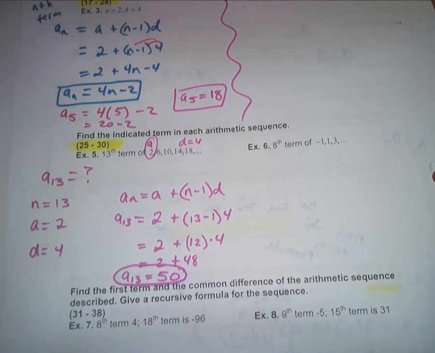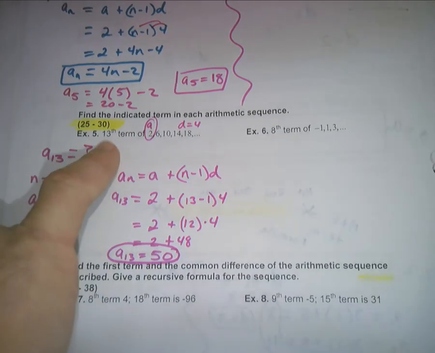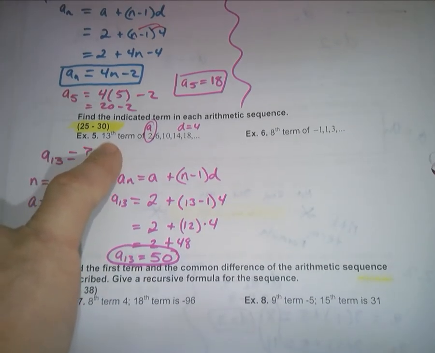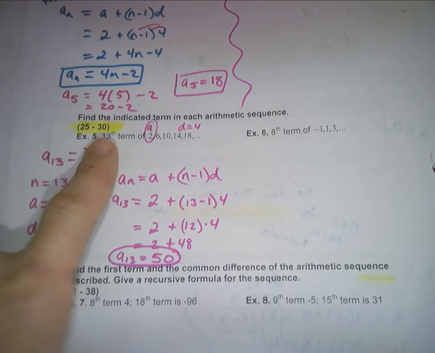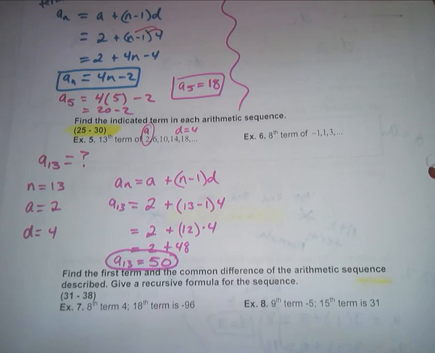Okay. Now every year I get that one person like, well, Mr. Gotsch, can I just keep on adding my difference over and over and over to get to that 13th term? And the answer is yes. But what would you do if that's the 100th term? Are you going to do that 100 times? What if it's the 1,000th term? Are you going to do that 1,000 times? Oh my gosh, please don't do it. Just do the formula. It's way easier. It doesn't take very long.